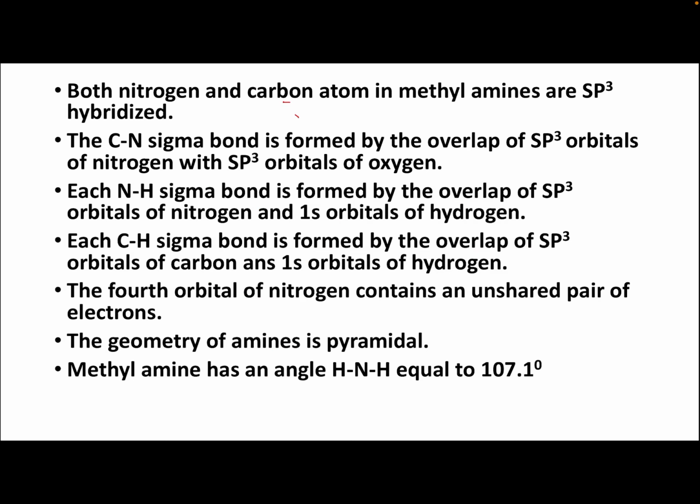Both the carbon and nitrogen atoms in methylamine are sp3 hybridized. The C-N sigma bond is formed by the overlap of an sp3 orbital of carbon and an sp3 orbital of nitrogen. Each nitrogen-hydrogen sigma bond is formed by the overlap of an sp3 orbital of nitrogen and the 1s orbital of hydrogen. Each C-H sigma bond is formed by the overlap of an sp3 hybrid orbital of carbon and the 1s orbital of hydrogen. The fourth orbital of the nitrogen atom contains the unshared pair of electrons. The geometry of the molecule is pyramidal because it is sp3 hybridized, and the bond angle is 107.1 degrees.